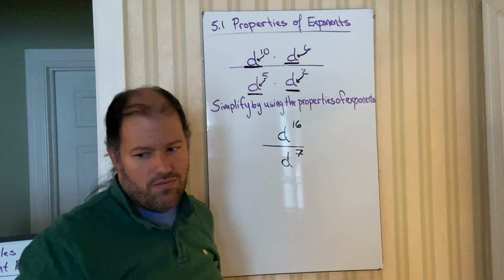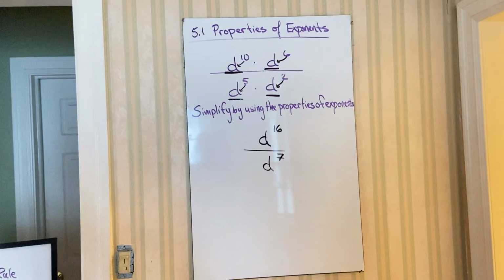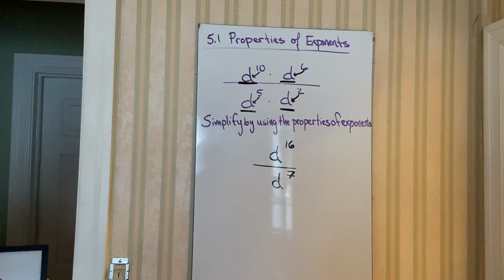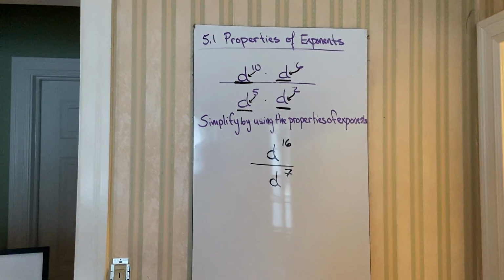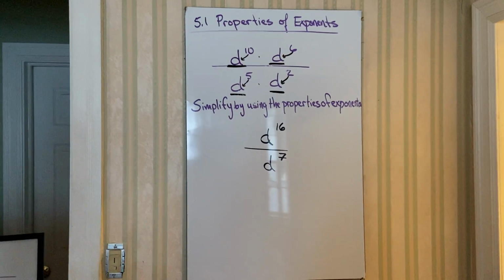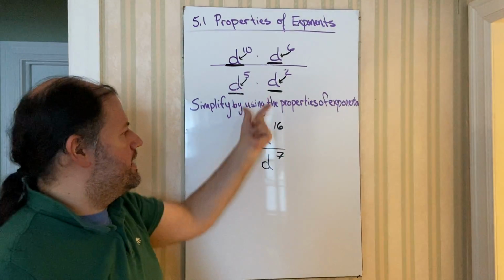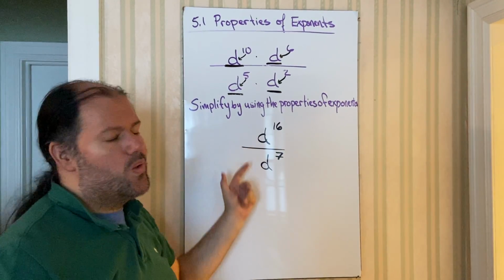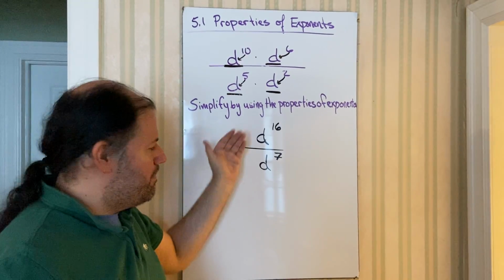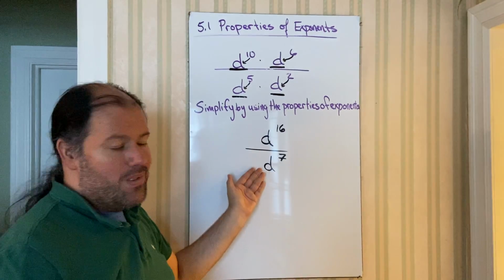So notice I did the product rule first. I collected my like terms on top, then I collected my like terms at the bottom. Step 3. Now that this is more condensed, we can do the quotient rule. We can take, there's 1 D on top and 1 D at the bottom.